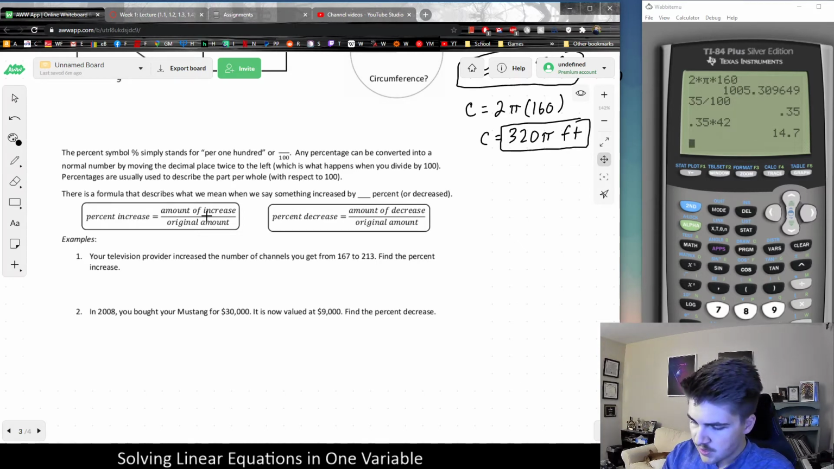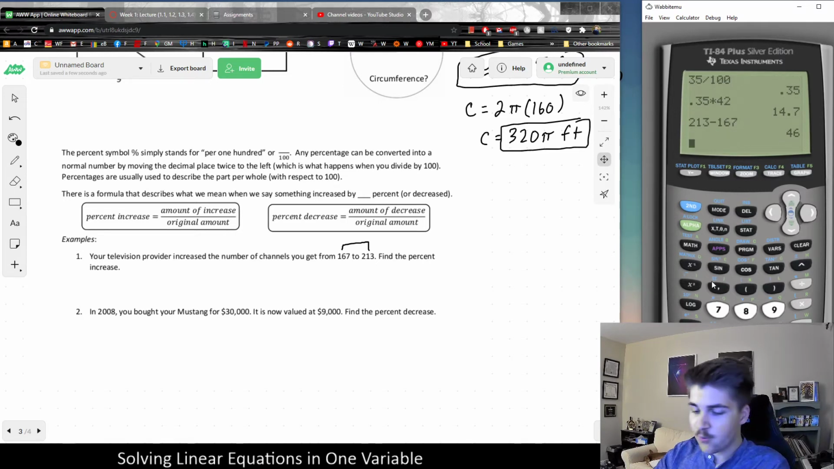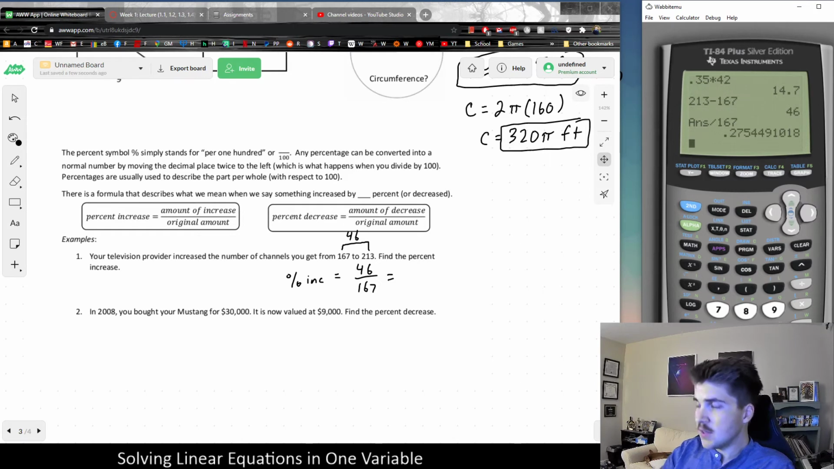The difference here, which I'm just going to use my calculator for because I haven't done basic math in a while and I don't want to mess up by doing it in my head, is 46, the amount of increase in channels. So if I was trying to figure out my percent increase, that would equal 46 divided by the original amount, 167. And if I divide that on my calculator, it leaves me with a decimal value of approximately 0.2754.